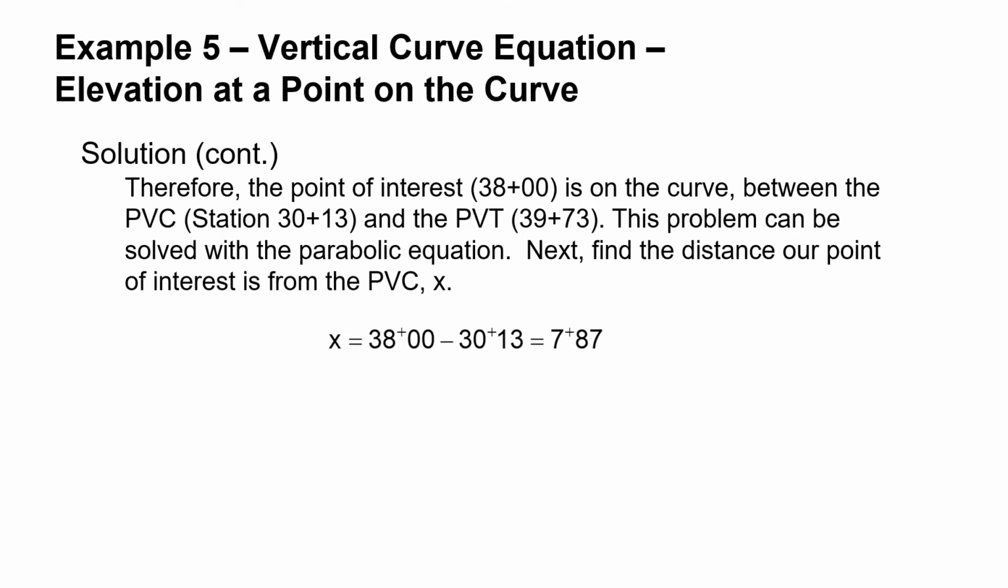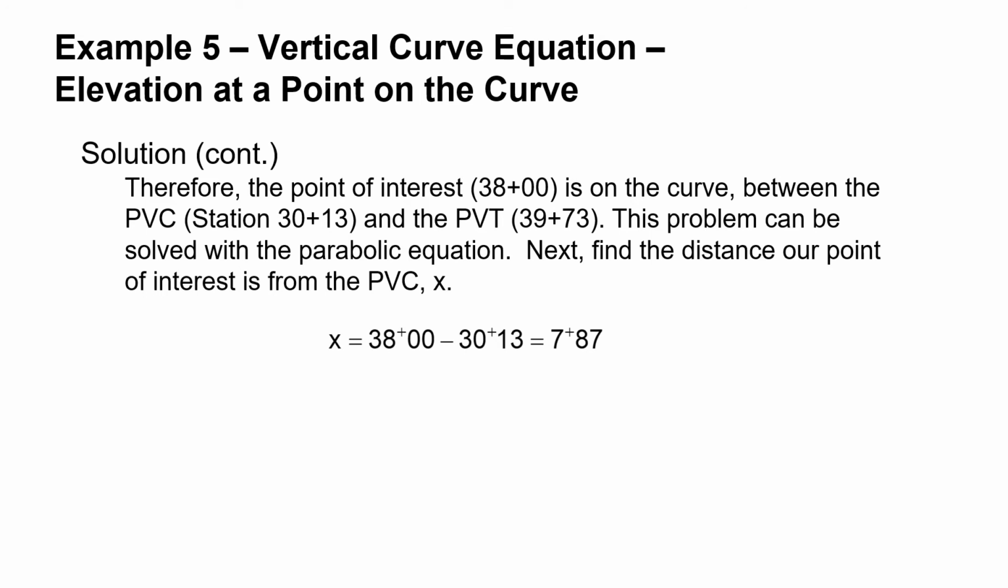So therefore, the point of interest, station 38, is on the curve. It's between station 30 plus 13 and 39 plus 73. So this problem can be solved with our parabolic equation. If it wasn't on the curve, we could solve it even more simply by just looking at the grade and the distance given any elevation that is provided.